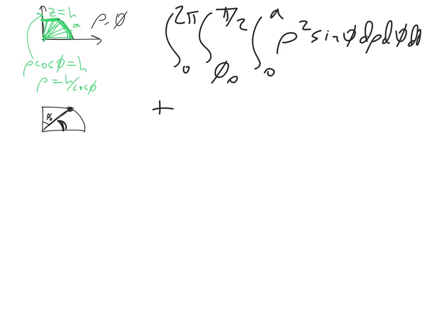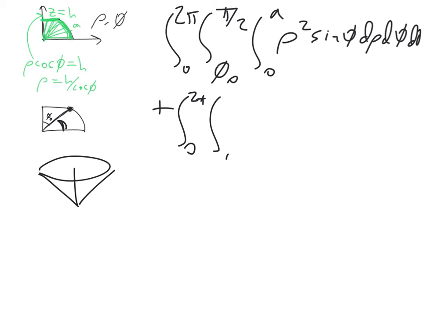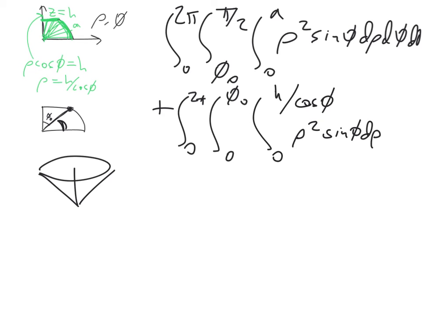And then we need to add on this other piece, which is a cone, if we spin it around. And on that piece, again, we're going from 0 to 2 pi in theta. And now we're going from 0 to phi naught. So we start at vertical and go down to phi naught. And then rho is quite interesting here because rho is going from 0 out to that plane. And that plane where z was equal to h is h over cosine phi. And again, rho squared sine phi, d rho, d phi, d theta.